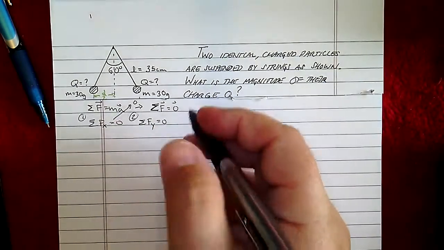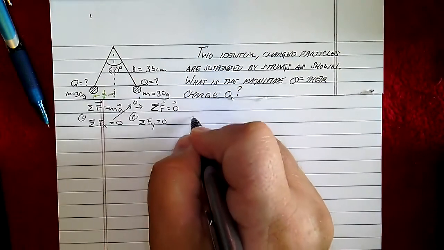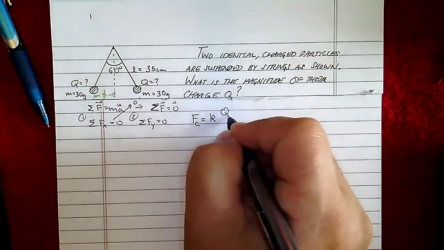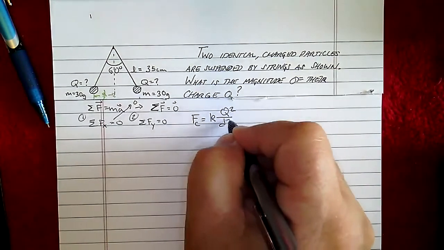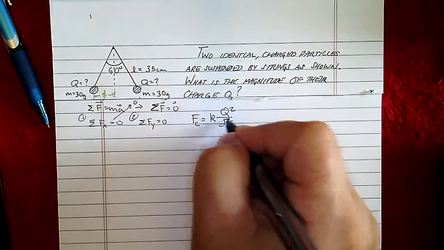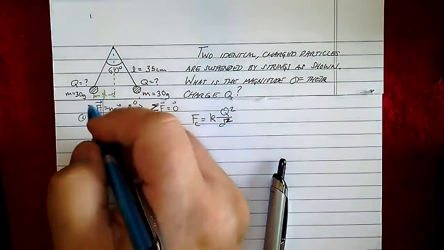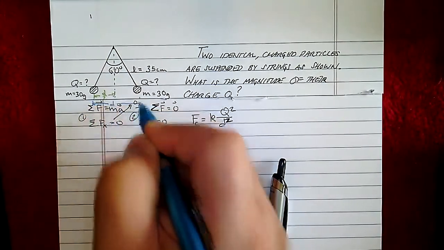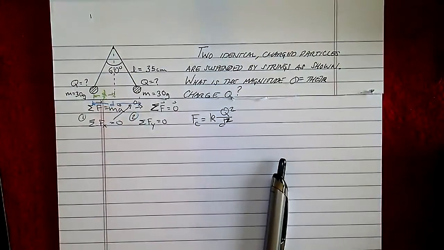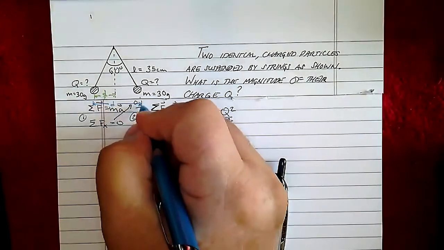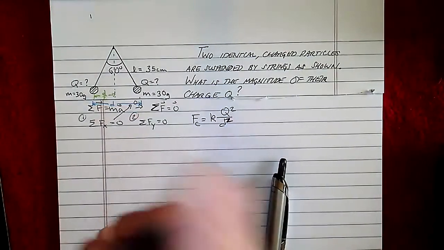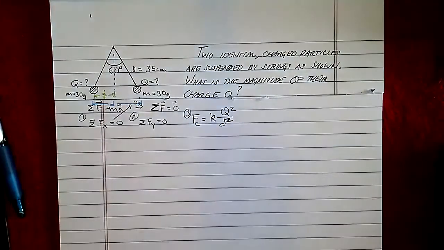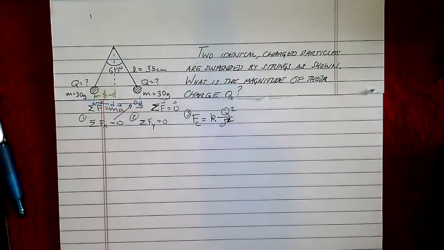We also know Coulomb's law is in effect. So F Coulomb would be K Q squared in this case over D squared. And that's because I'm choosing to call this distance from here to here D. So that distance is D. Hence, I put the D down here. I'll label that one equation 3. And we're going to go ahead and get started.